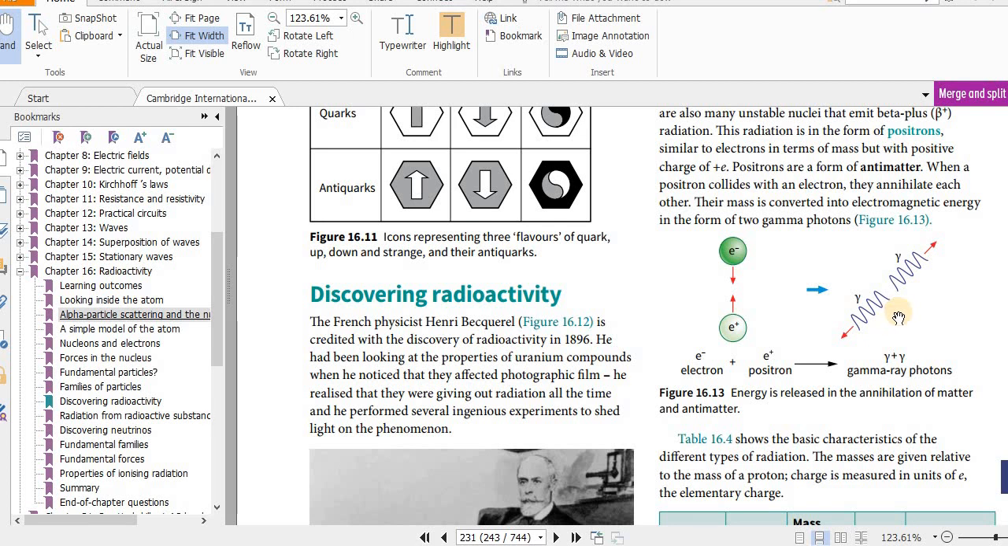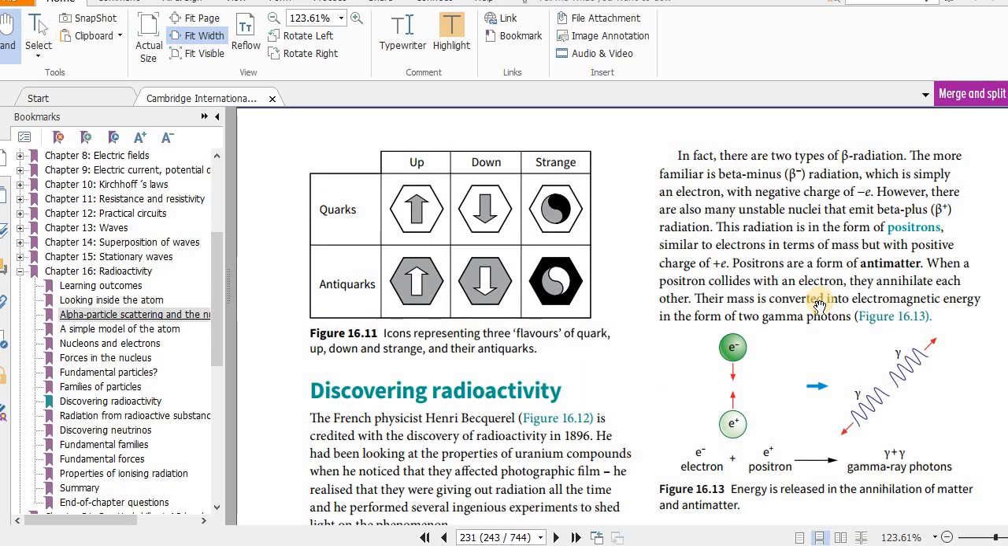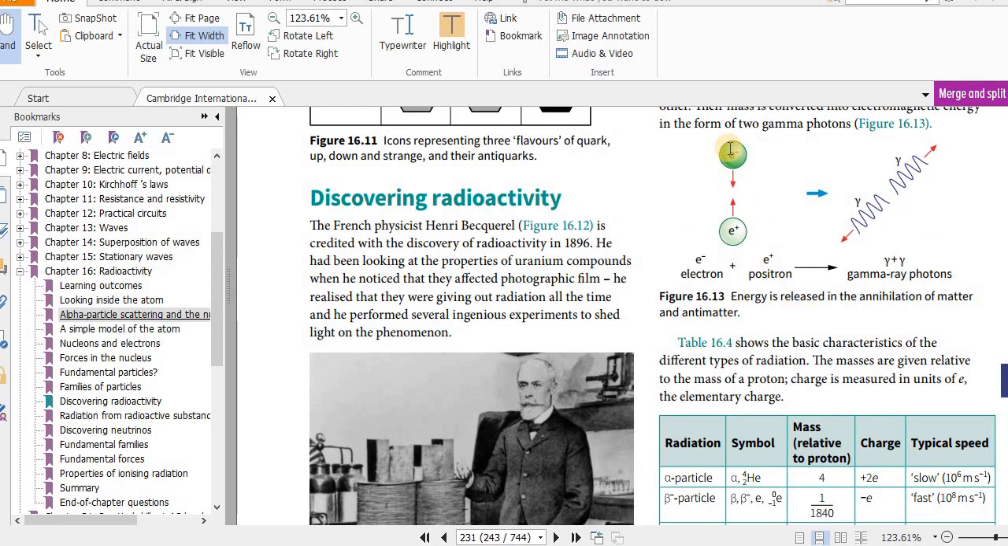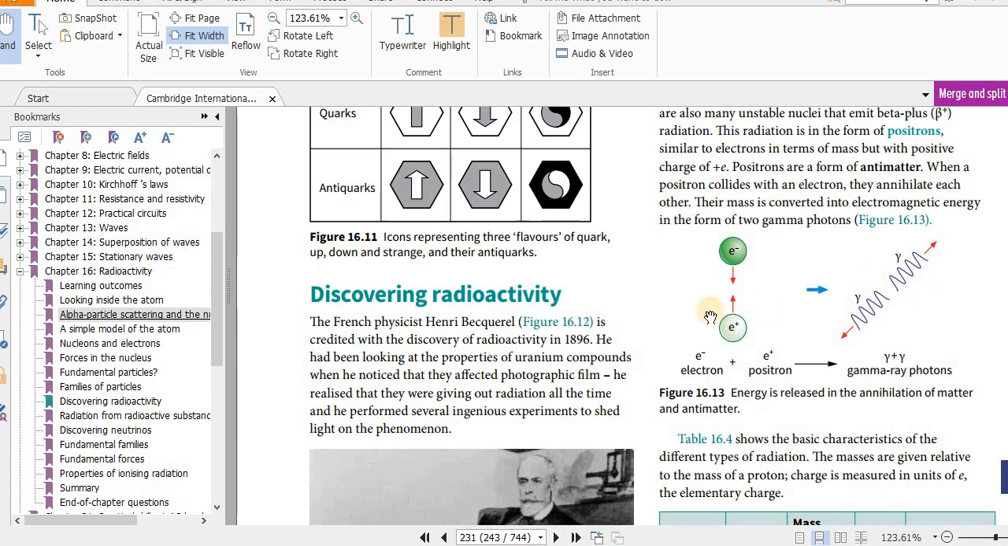Now you know gamma rays don't have a mass. So what happened here was annihilation. It became energy. The mass became energy. This has a mass. You know, electron has a mass. Positron also has a mass. But what happened in the end? It became energy.